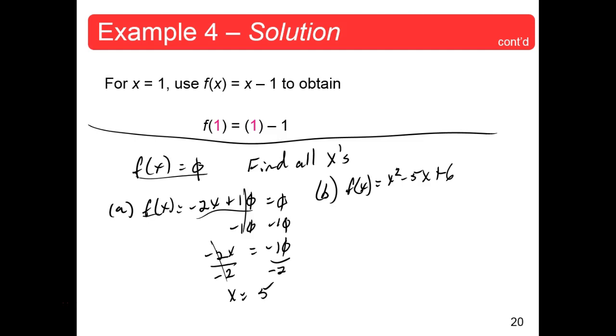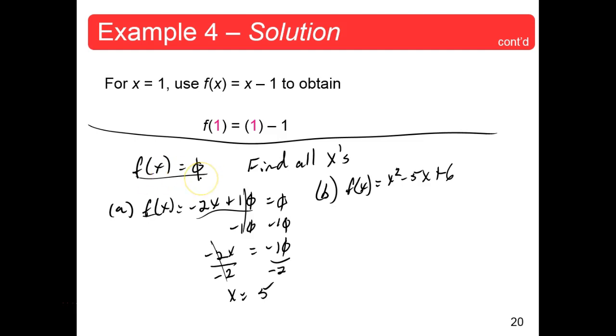Maximum exponent is 2, which means we could have up to 2 solutions, no more. May not have but one or may not have any, but you couldn't have more than 2. So we anticipate finding maybe 2 solutions. But how do we do it?